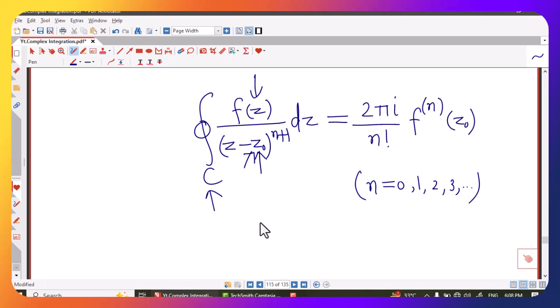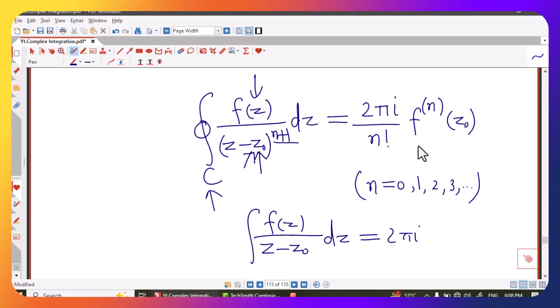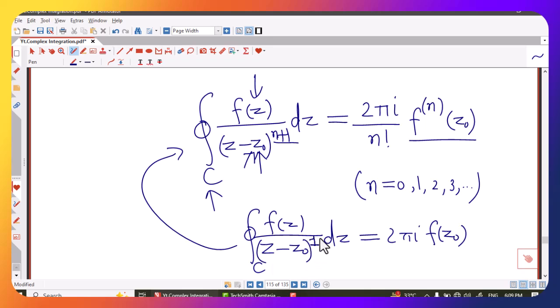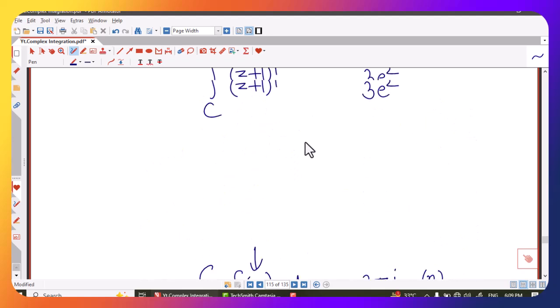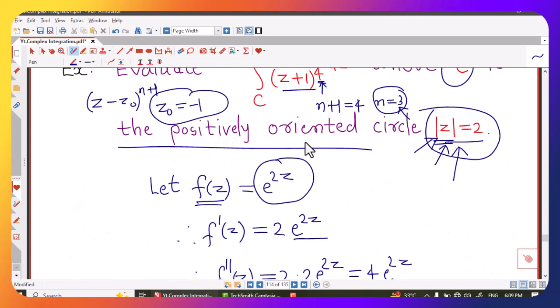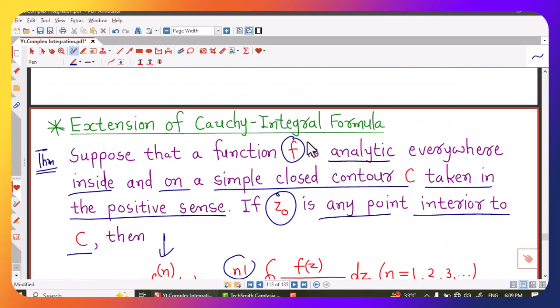For n equal to 0 we will have our basic Cauchy-Integral formula. If I take n equal to 0, this is z minus z0 to the power 1. Here I will have n factorial, that is 0 factorial is 1, and 0 derivative of function, that means value of function at point z0. So this is nothing but extension of this Cauchy-Integral formula. Here we are considering only single power of z minus z0, and this is applicable if power is greater than 1. So we will continue with this formula in upcoming lectures, and we will discuss some more variety of examples.